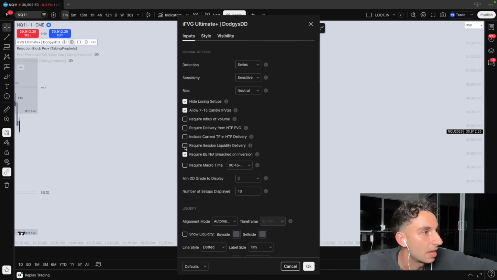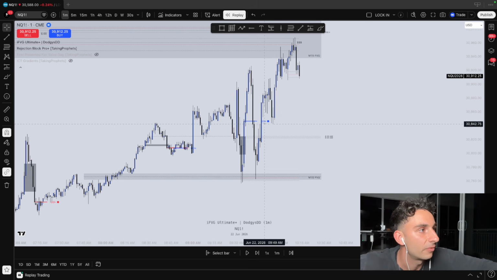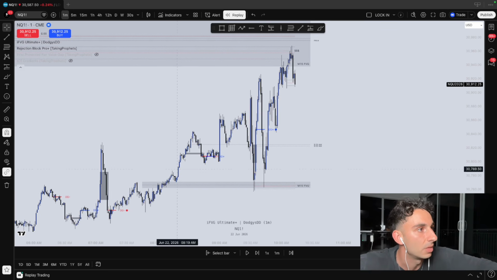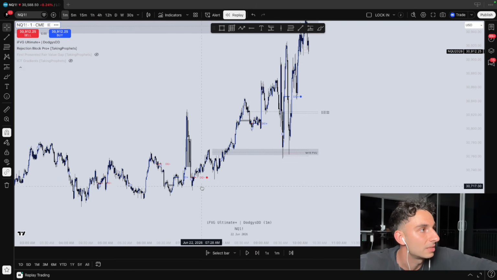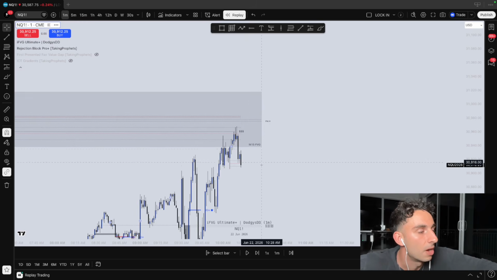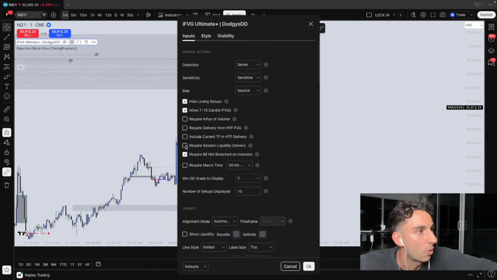I like to see all the setups. I like to see continuation setups. Like this setup from this morning that I took did not deliver off session liquidity. It just delivered off, basically, the discount of the range, and we had a clear draw above. So you would not get this alert if you had require session liquidity on.